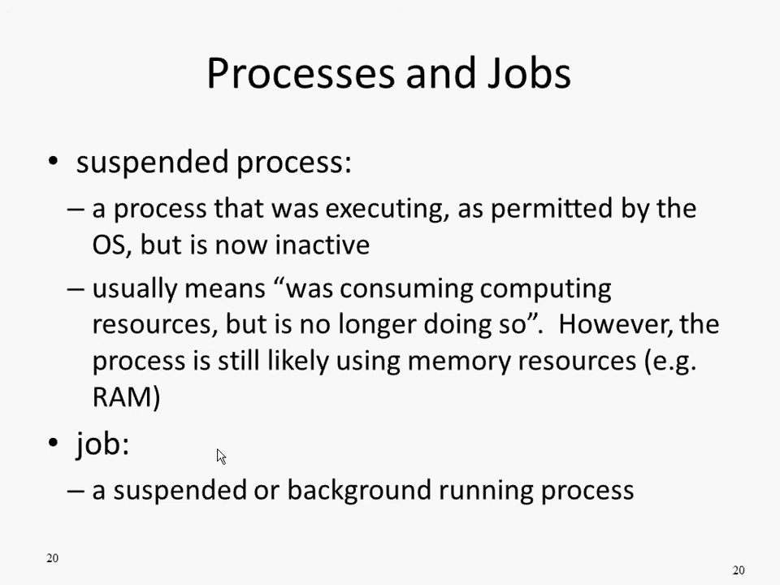Suppose I have a suspended process and I want to make it a foreground process again. Maybe I'm going to go to sleep, and so I want it to run overnight while I'm not there. How do I turn it into a foreground process? FG. I can get new jobs, and I can do FG.